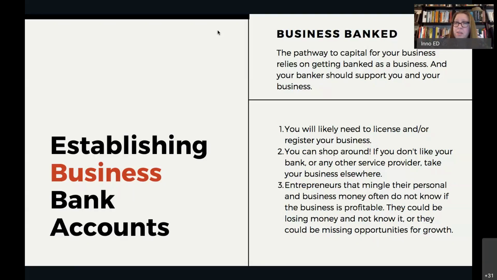To be able to get business banked, you might need to be licensed or registered. So that's why you might set up a separate personal account. But once again, it can be a really big problem if you are mingling your personal and your business money. Camille, I just want to ask if you want to add anything in.